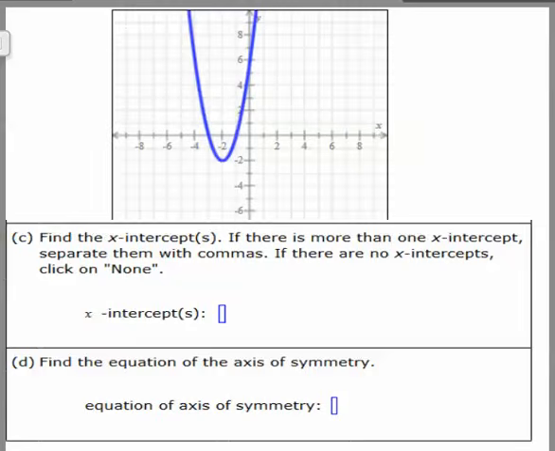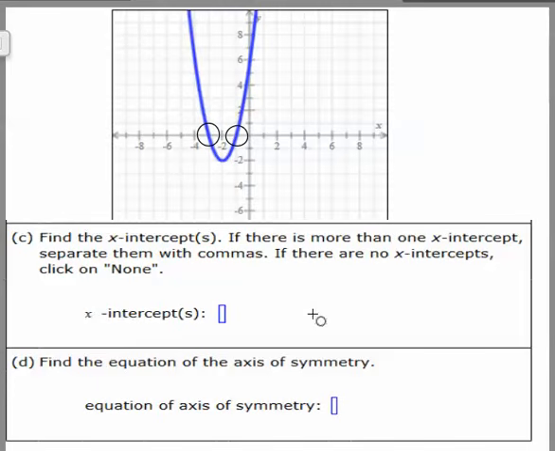Now the next thing that they want us to find is our x-intercepts. And remember that anytime we have an intercept, it's where the graph touches that axis. So this is our x-axis here, and we're looking to see, does our graph touch our x-axis? Because notice it says that we may not have any. You could have more than one x-intercept, or you could have none. So we look at our graph and we say, oh, it touches the x-axis right here. So we have an x-intercept here, and we have an x-intercept right here.